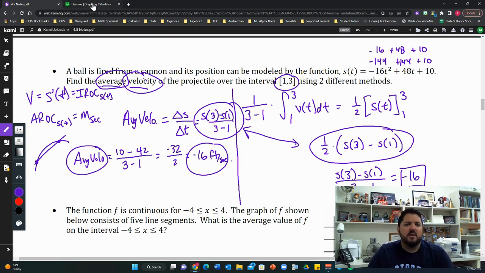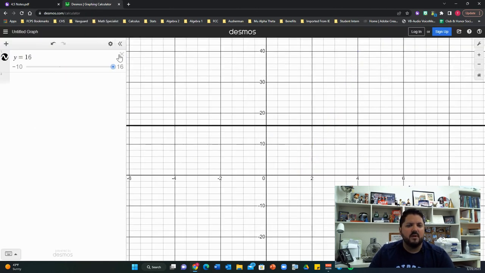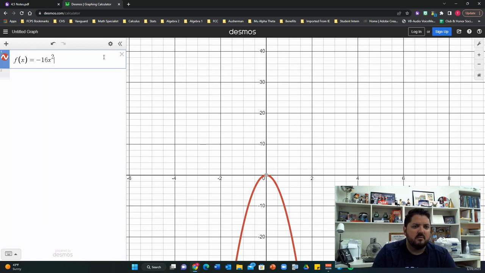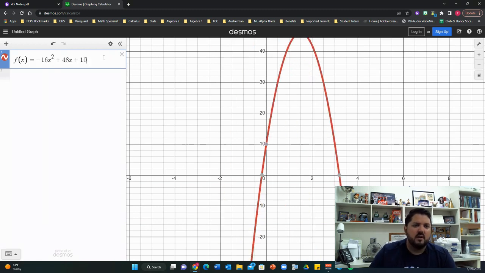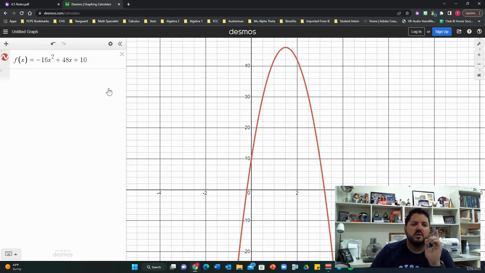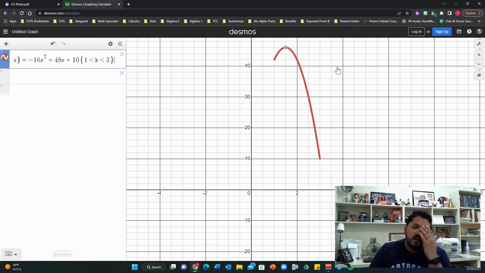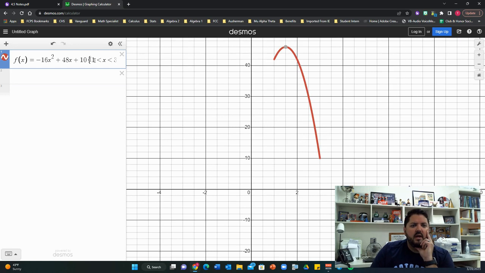So again, another way of thinking about that, let's graph this position function. Now again, I have to use x's to graph this guy in Desmos, but same idea. So we got negative 16x squared plus 48x plus 10. Let me just double check. Okay. So this graph represents the position of the cannonball, and I want to go on an interval from 1 to 3. At the beginning of the interval, we have a position of 42. At the end, I have a position of 10.